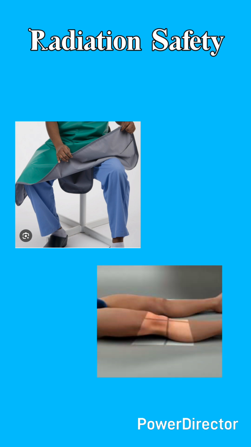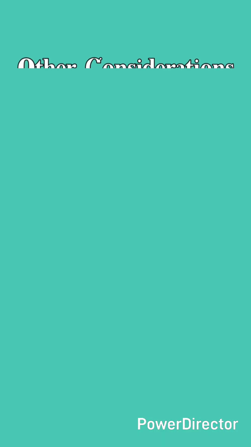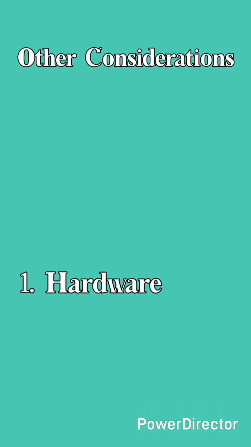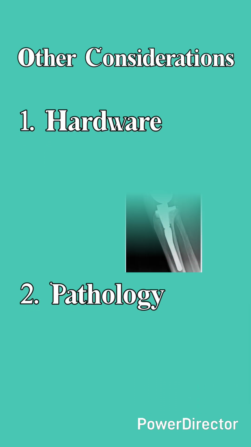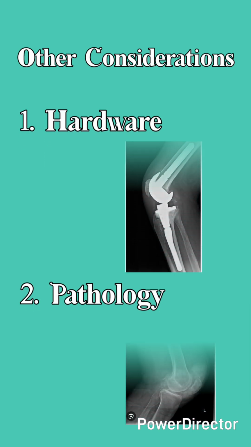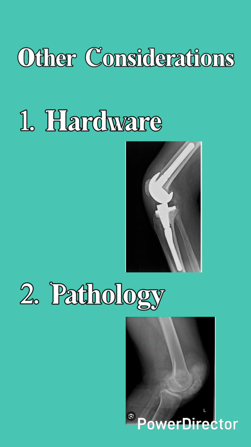Some other considerations to keep in mind are that there is a potential for hardware or pathology. Knee replacements are very common, so you would need an increase in technical factors if the patient discloses that they have one. Also pathology, things like arthritis and gout do affect the attenuation of the beam and differential absorption, so just be aware of that.